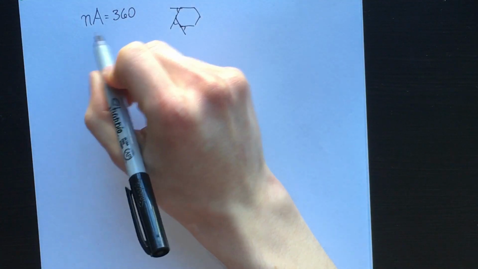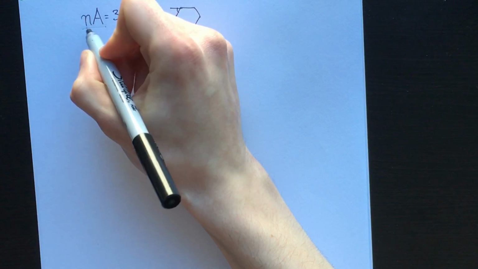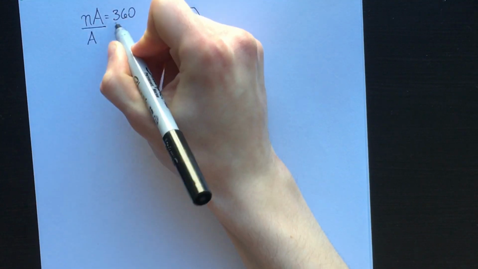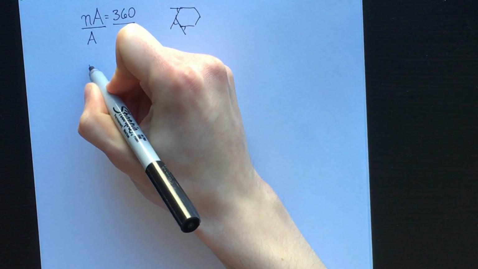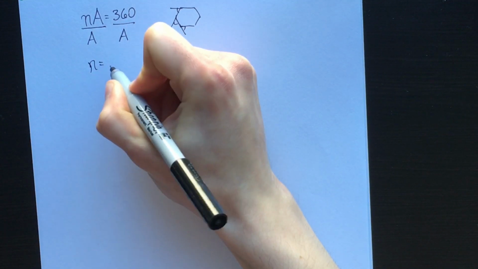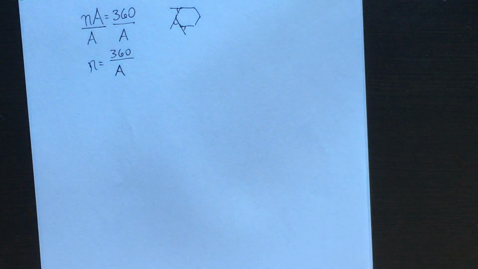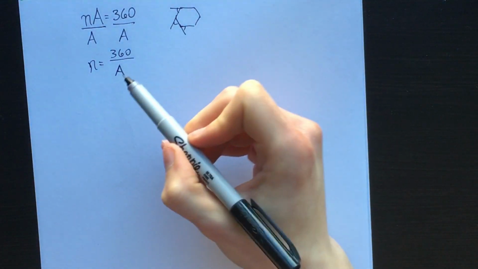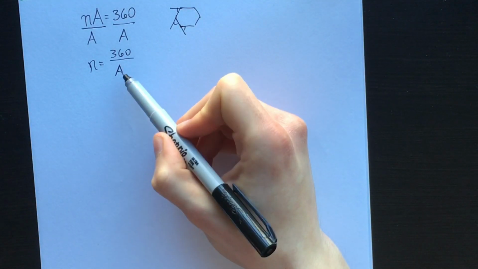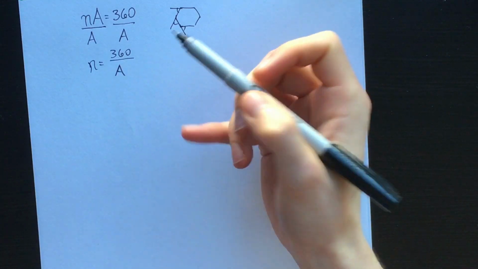So let's set up this equation. We're looking for n, right? We're looking for n given a certain condition. So let's just divide both sides by a, so we have a relationship where n equals 360 over a, and we want it so that a is greater than 50. Well, let's just plug in 50 for a. That's our boundary, right? That's our boundary point.